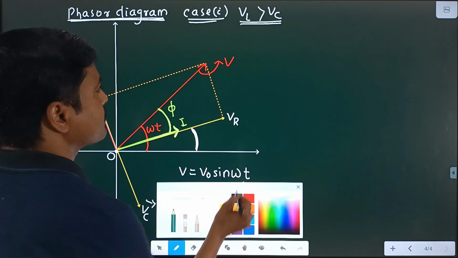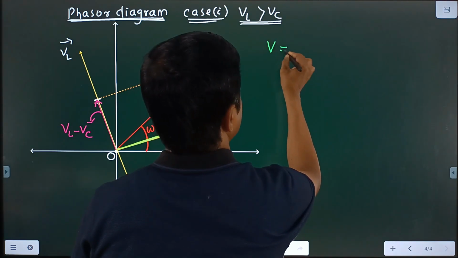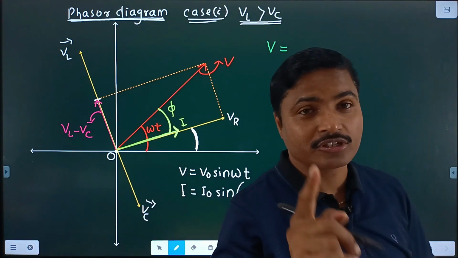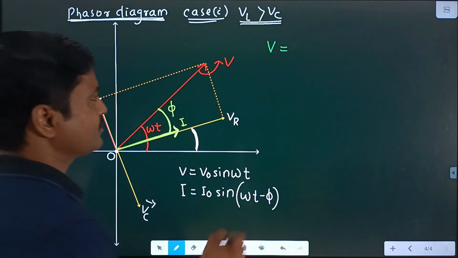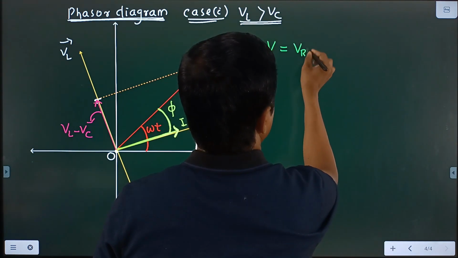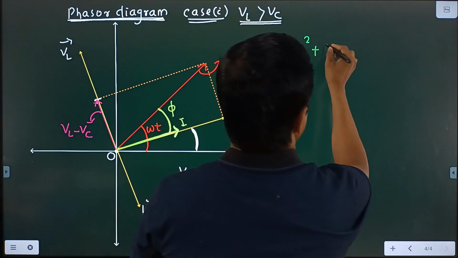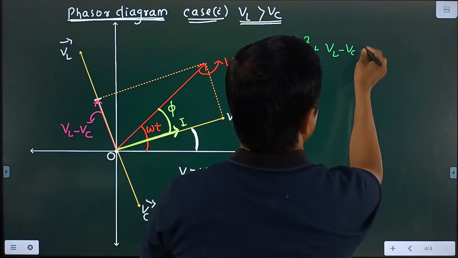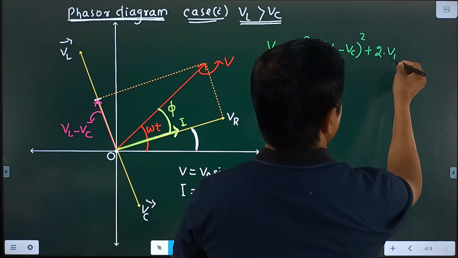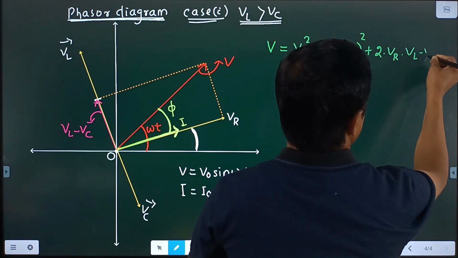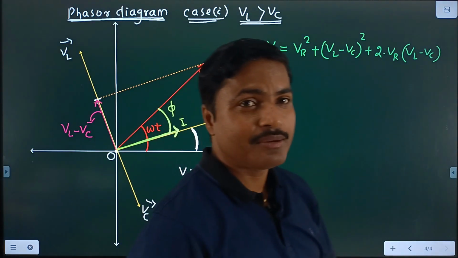From the parallelogram law of vector addition, V is the resultant. V is equal to, you know, R is equal to root over A square plus B square plus 2AB cos phi. Here A means VR, so in place of A we write VR square, plus, what is B? This is the B vector, that is VL minus VC, so VL minus VC whole square, plus twice AB, for A we write VR, for B we write VL minus VC, multiplied by cos phi.